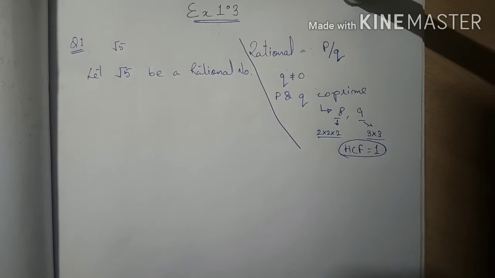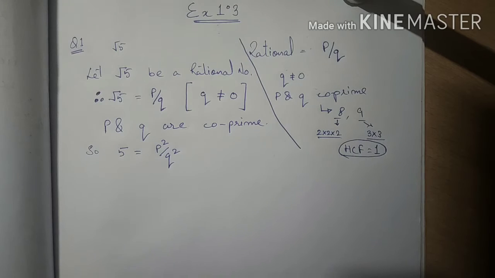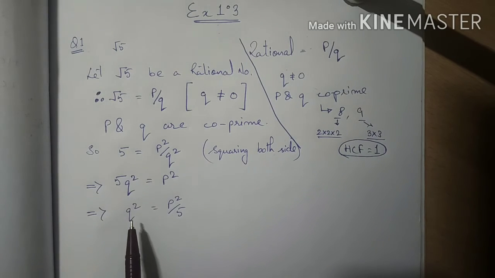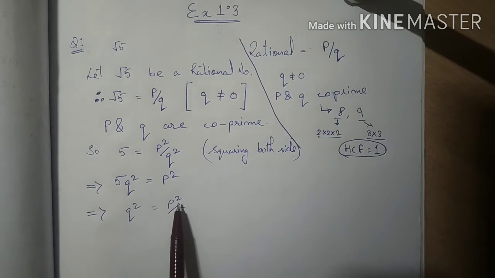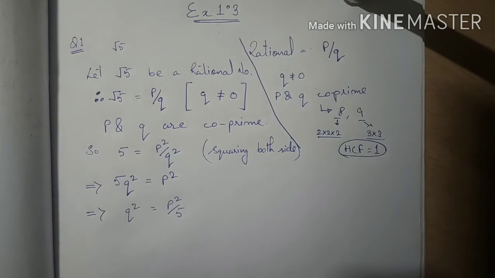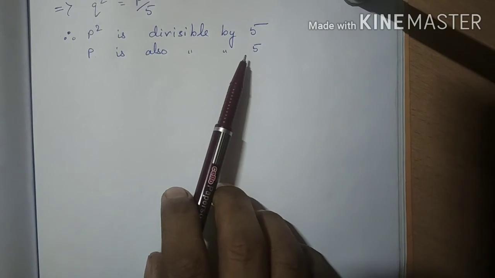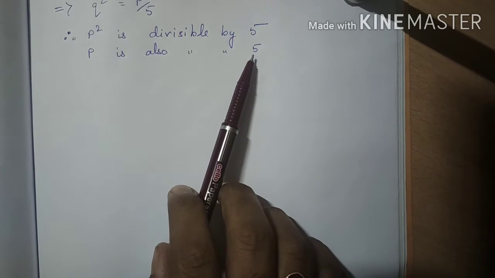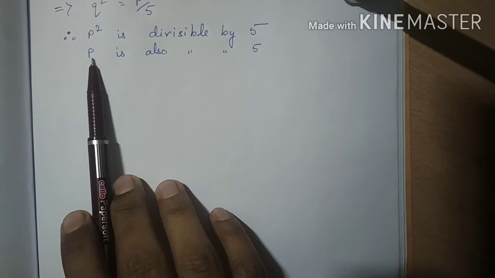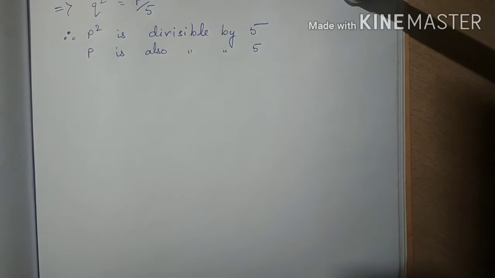Let root 5 be a rational number, that is, it can be written in the form of p by q. Squaring both sides, this means p square is 5 times q square. That means p square is divisible by 5, right? And as per the theorem, if p square is divisible by 5, that means p is divisible by 5. So we can write that p is 5 into something. Therefore, 5 into something is equal to p. Let that something be a.